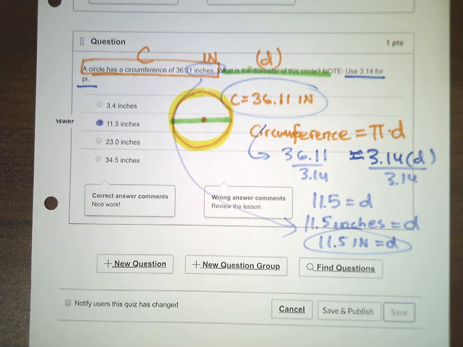So that's all I have for you on the section of perimeter and diameter. Remember that the perimeter of a figure is just the distance around it, and you will be okay.